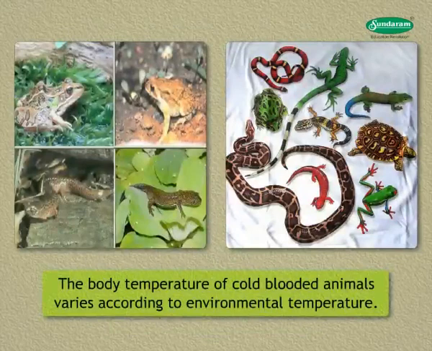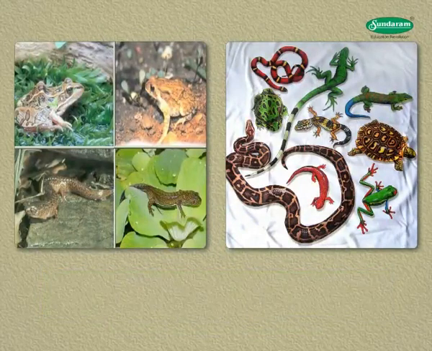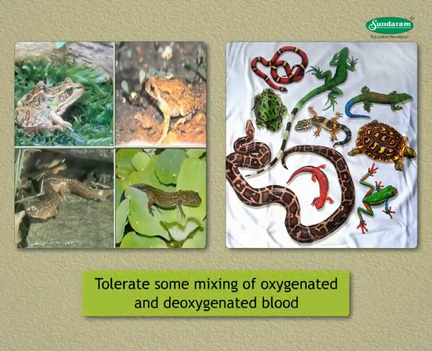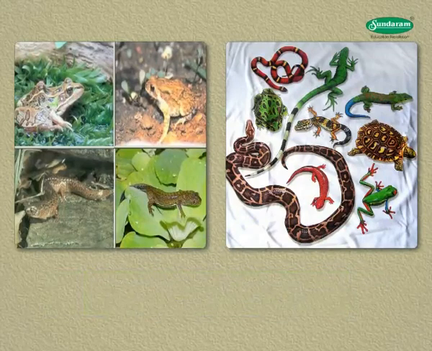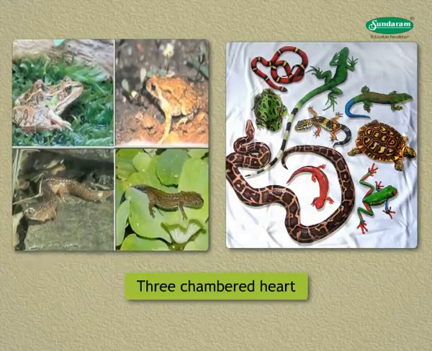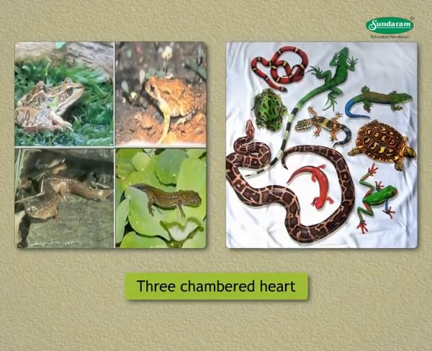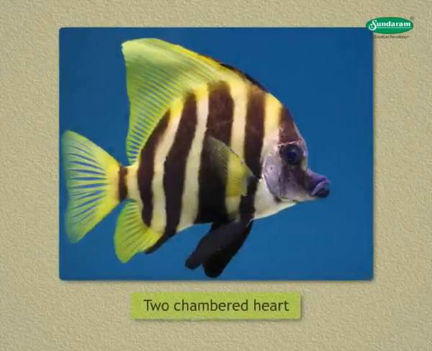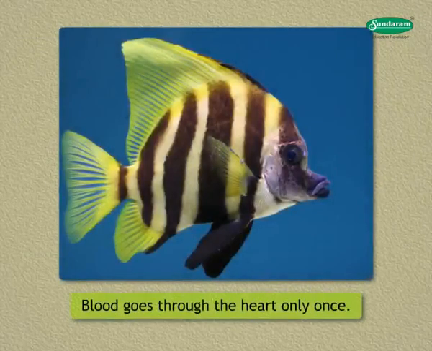The body temperature of cold-blooded animals varies according to environmental temperature. Such animals can tolerate some mixing of oxygenated and deoxygenated blood. Such animals have a 3-chambered heart, example, amphibians and many reptiles. Fish have only a 2-chambered heart, so blood goes through the heart only once.